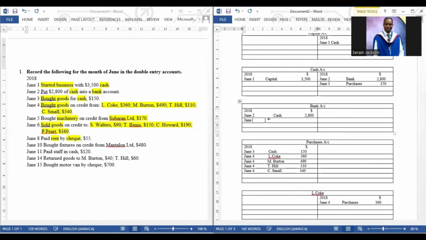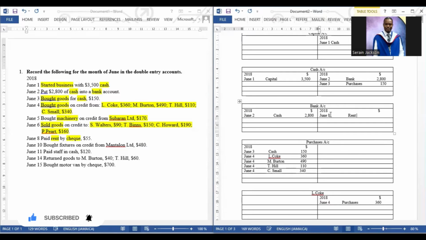So you go June 8, rent. Is the bank account receiving though? No, the bank account is not receiving, right? Wonder if you guys were paying attention, right? You are using money from the bank account, right? So you are paying from the bank account. So the bank account is actually paying out money, right? So June 8, you're paying.